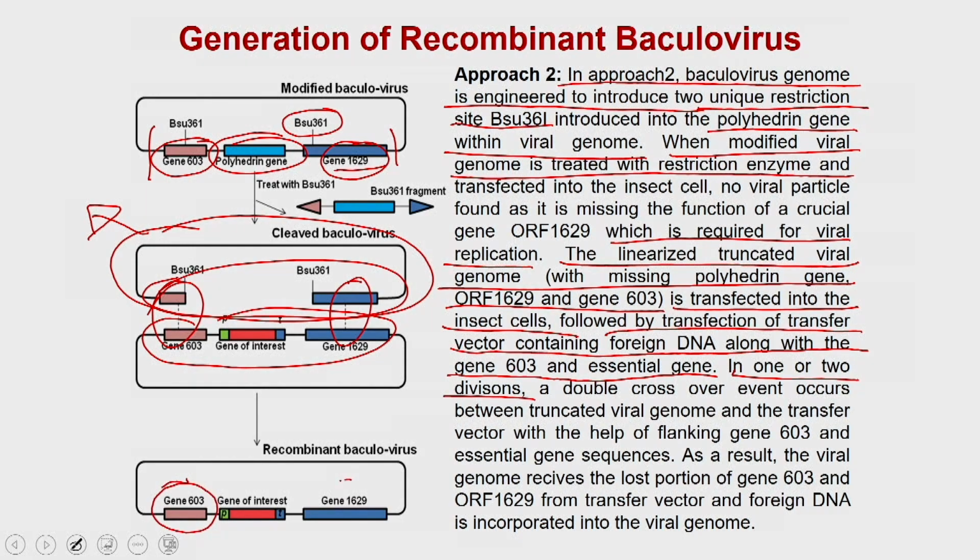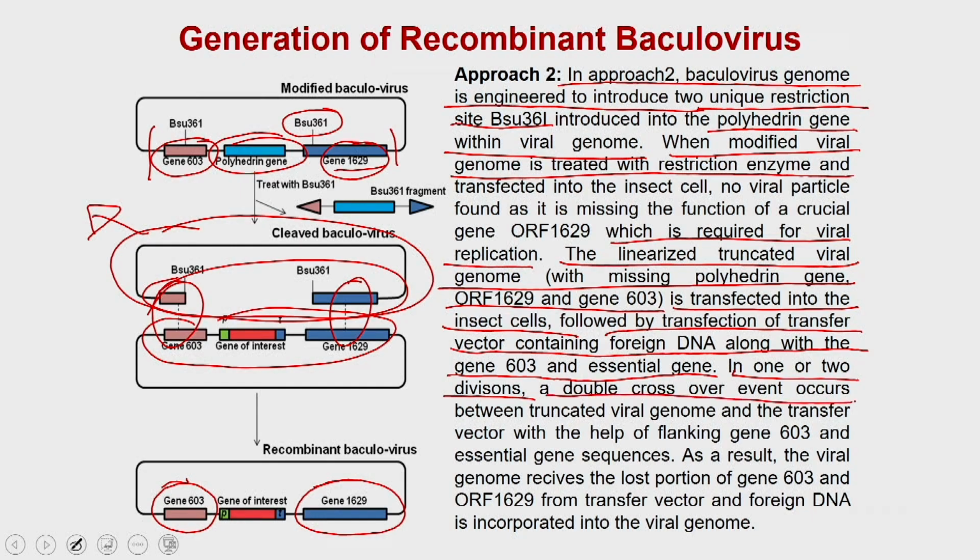You are going to produce the recombinant baculovirus, where you have the gene 603 in the front and gene 1629 on the back side, and in between you have the gene of interest cloned under the promoter of the polyhedrin gene. And now this recombinant baculovirus is ready for protein production.